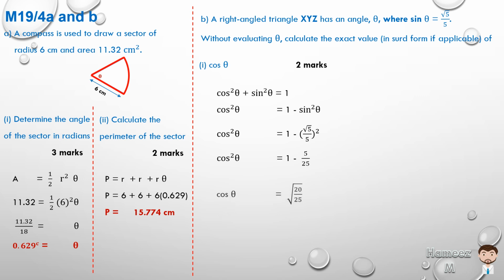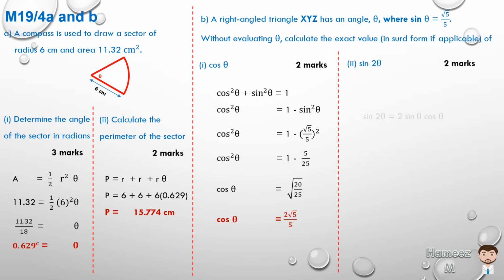So cos theta is equal to the square root of 20 over 25. Or we can say cos theta is equal to, what is the square root of 20? The square root of 4 times 5. The square root of 4 is 2, so we could pull that out. So it's going to give us 2 root 5 over 5. So sine theta was root 5 over 5, and cos theta is 2 root 5 over 5.